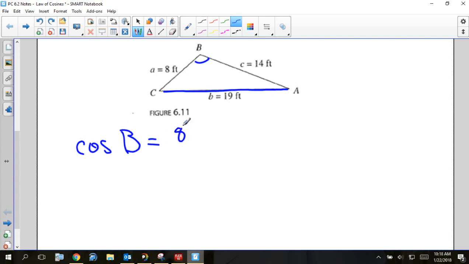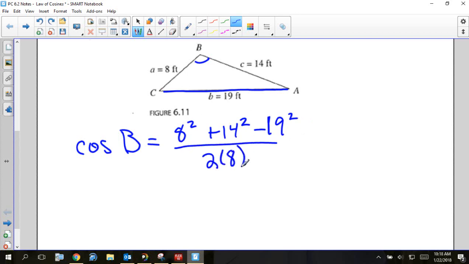So 8 squared plus 14 squared, then I subtract off B, 19 squared. Divide that by 2 times the first two, 8 and 14, that are not the B. And then I say, what am I actually solving for? It's an angle, so I have to get rid of cosine.